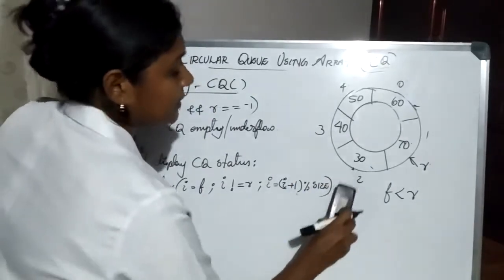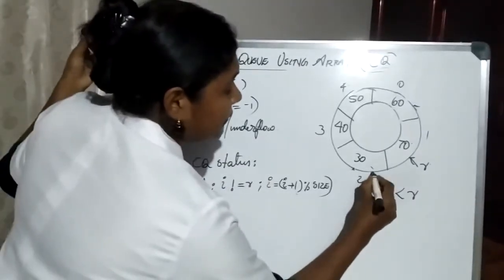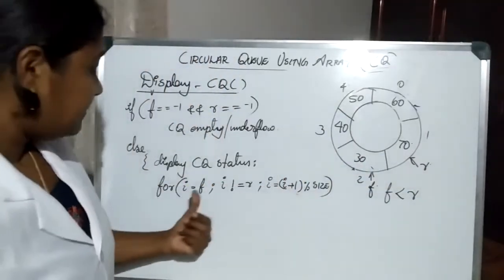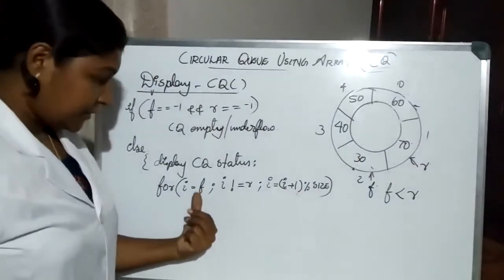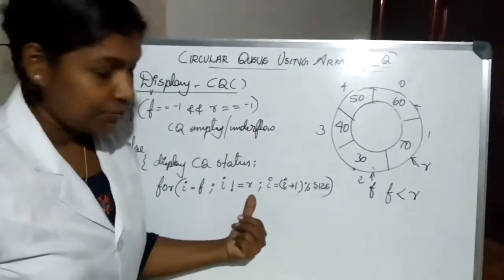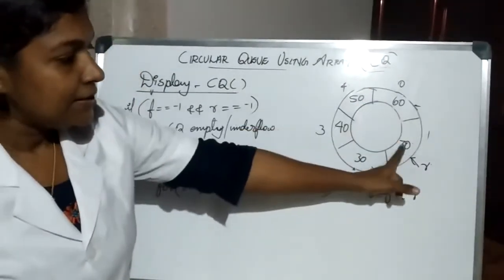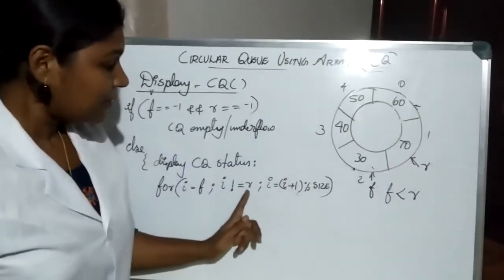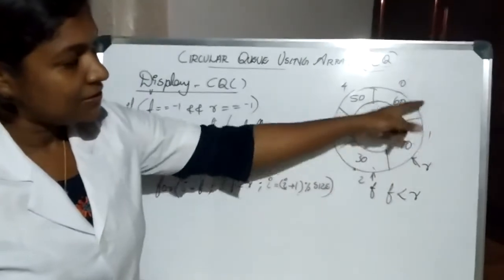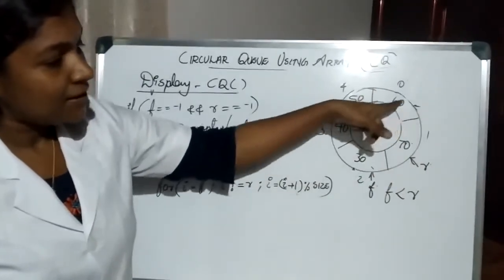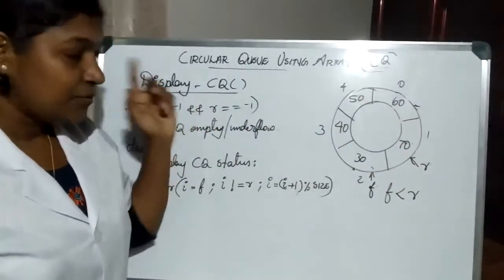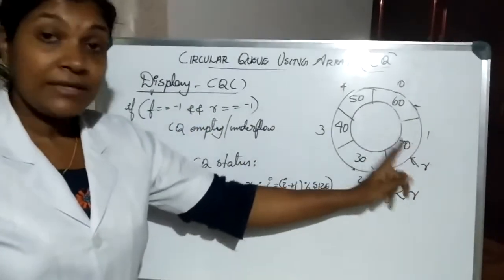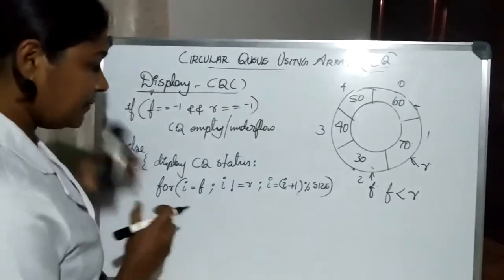Don't get confused. So I made I equal to front, starting from front, not equal to rear, and notice that in the rear position also an element is there. So I not equal to rear will work only up to the position just previous to the rear. So we need to include one more line in order to display the element at rear. That also we need to remember.